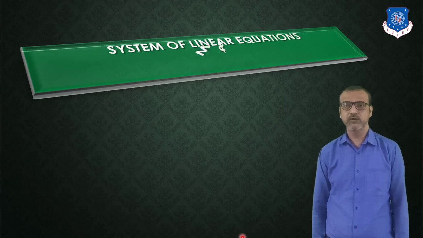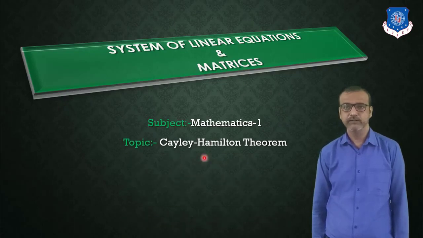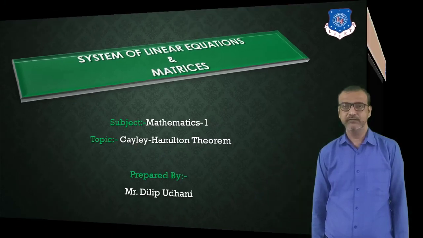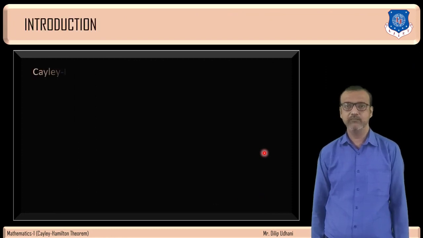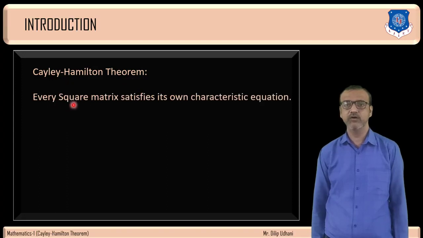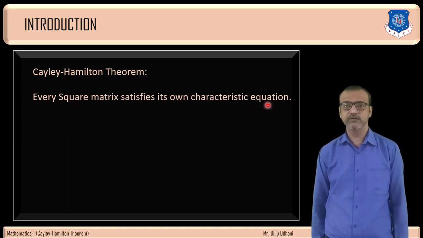Today in System of Linear Equations and Matrices, I will teach you a new topic, that is the Cayley-Hamilton theorem. So let's start. First of all, we will see what the Cayley-Hamilton theorem is. Every square matrix satisfies its own characteristic equation. This is the statement of the Cayley-Hamilton theorem.